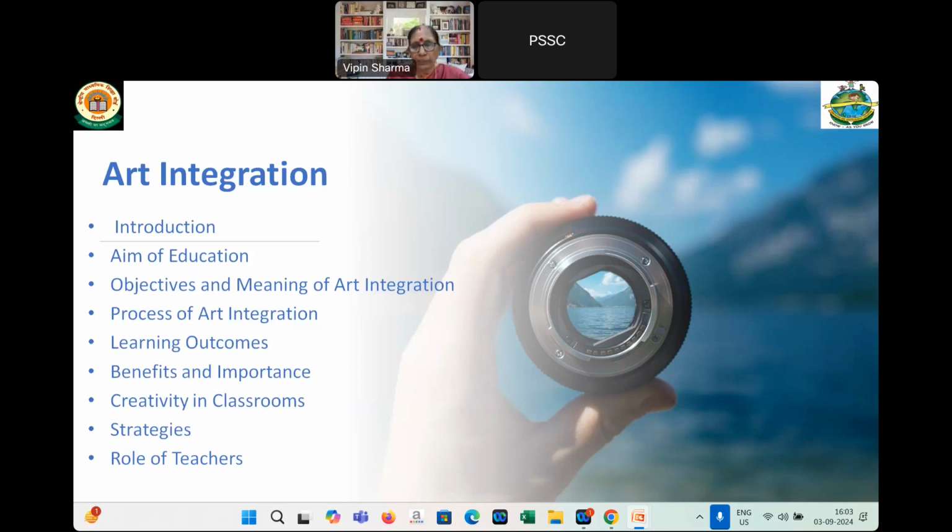So today I'm going to talk about the introduction. I have given the aim of education, objectives, meaning of art integration, process of art integration, learning outcomes, benefits and importance, creativity in classrooms, strategies and role of teachers. Finally, we'll conclude: what is art integration, what is art integrated learning, what is art integrated education.